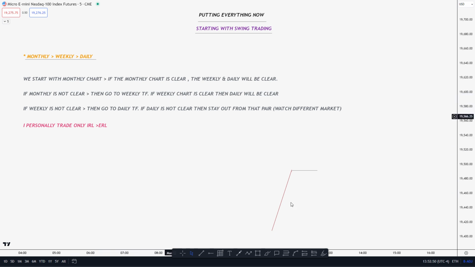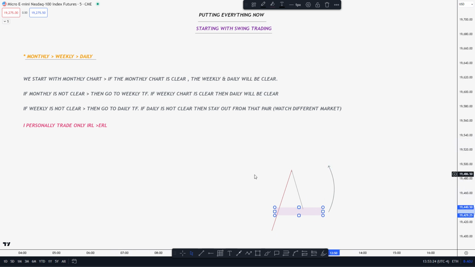Let's say, for example, on weekly we have a bullish fair value gap, and we are at this weekly bullish fair value gap. So of course right now weekly is clear, because we are at a key level, so we're looking for the market to move from weekly internal to the external, right? If weekly is clear, then daily will be clear as well, because weekly is a higher time frame compared to daily. If weekly is going to be bullish, then the daily time frame is also going to be aligned with this weekly fair value gap.